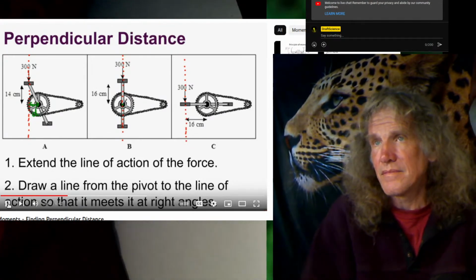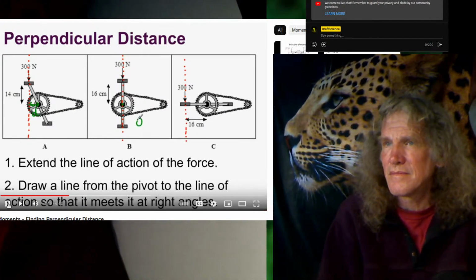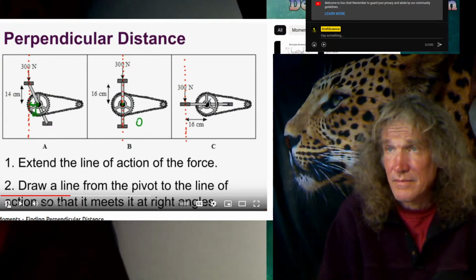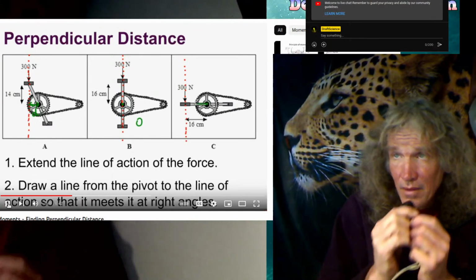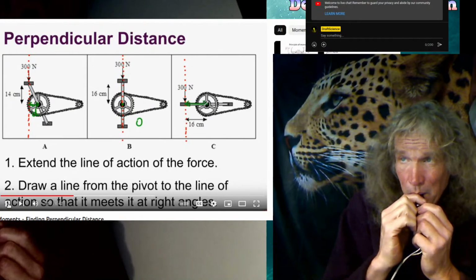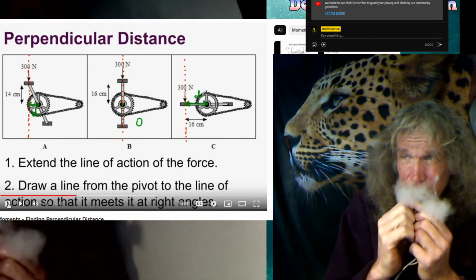Situation, the line of action goes right through the pivot, so the perpendicular distance is just 0. And in this case, I'll go from the pivot to the line of action of the force and meet it at 90 degrees. That's my perpendicular distance, D.